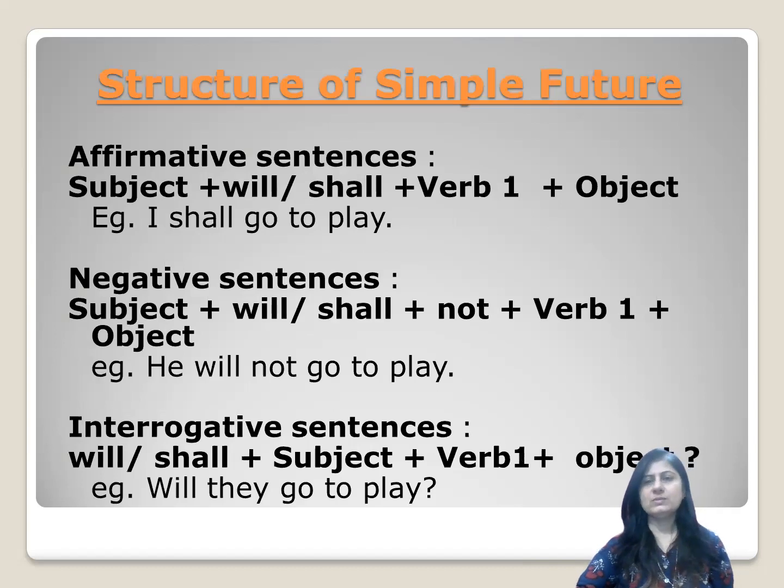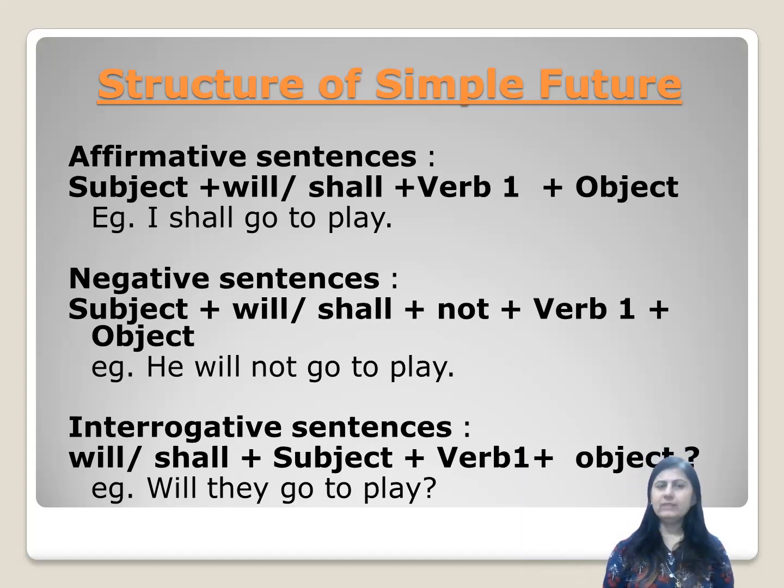Let us see the structure of simple future tense. In affirmative sentences, we use subject, after that will and shall. In future, we use will and shall, and after that the first form of the verb, then object. For example, I shall go to play. Here I is the subject. After that we use will or shall. Normally shall we use with I only, and then first form go and then to play. So the sentence becomes I shall go to play.